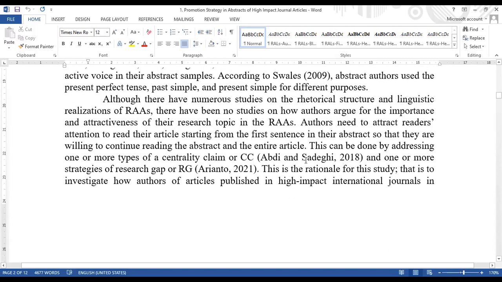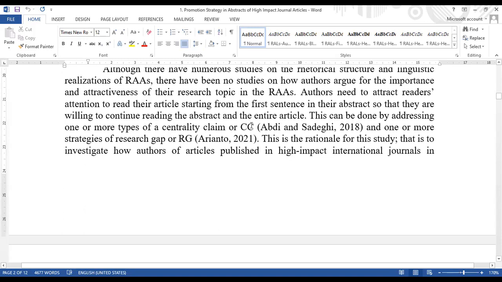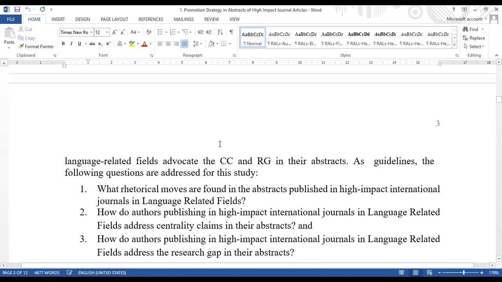There is no study on that topic yet. There is a study by Abdi and Sadeghi, but they look at the introduction, not the abstract, on centrality claim. There is a study by Arianto about research gap strategy, but not on high impact journals. So this is the reason for my study.